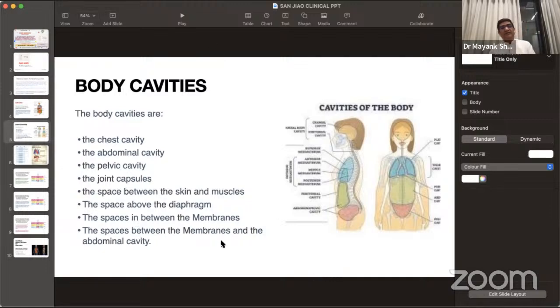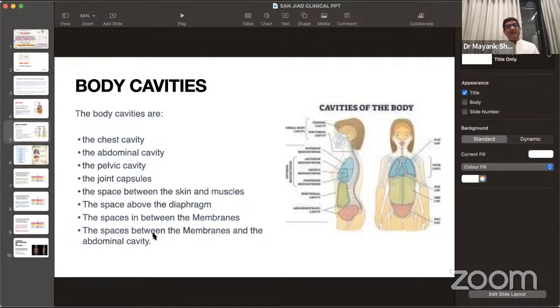These are the various body cavities within us: the chest, abdomen, pelvic, joints, the space between skin and muscle, the space above the diaphragm, the space in between the membranes, and the space between the membranes and the abdominal cavity. So, these cavities are very important.